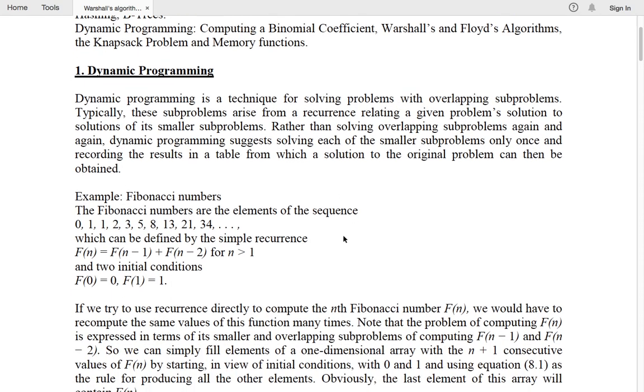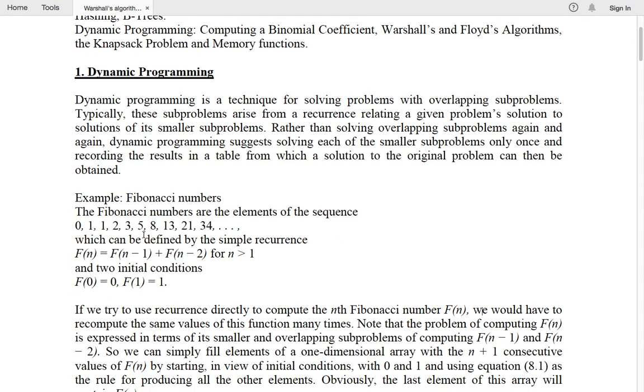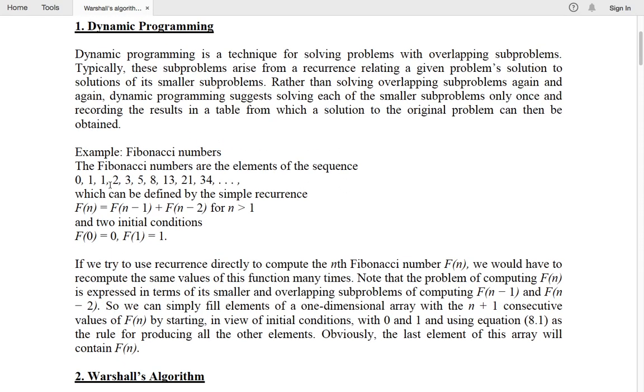Now, let's look at a simple example of Fibonacci numbers. You know that the Fibonacci sequence is 0, 1, 1, 2, 3, 5, 8. The first two numbers are defined, that is f0 and f1, so 0 and 1. The third number is the sum of the previous two, then the previous two, and so on. So 2 plus 3 is 5, 5 plus 3 is 8, and so on.